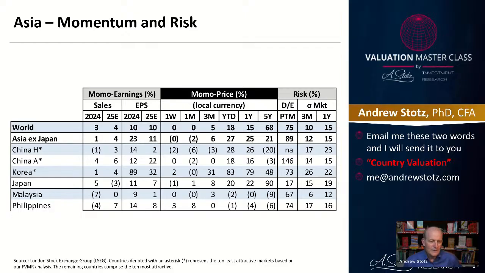Now here we can see is the volatility. So let's focus on the final column in this table, 1 year volatility of that market. And we can see that Malaysia has the lowest level of volatility. So although you may not be getting strong growth, you are getting lower risk.